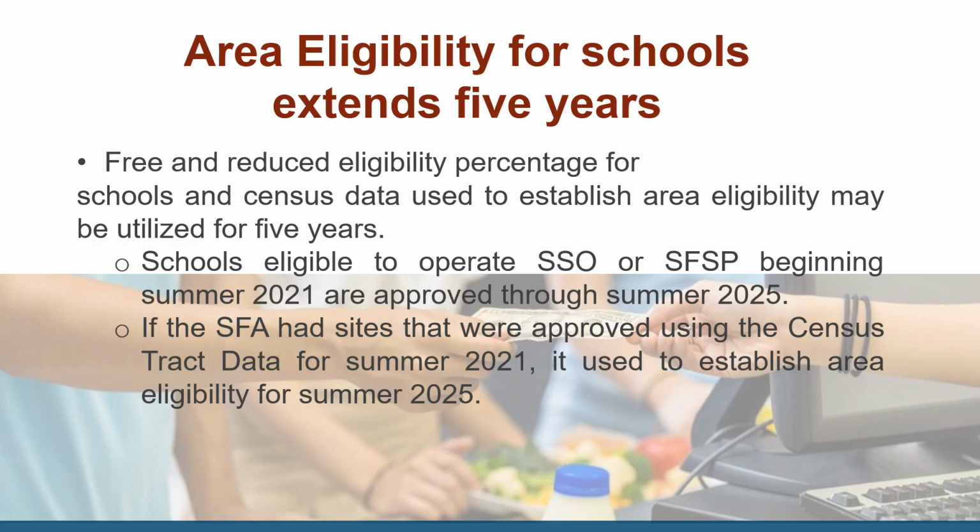Now, area eligibility for schools extends for 5 years. Free and reduced eligibility percentage for schools and census data used to establish area eligibility may be utilized for 5 years. Schools only are eligible to operate SSO. Schools may also operate SFSP beginning summer 2021 or approved through summer 2025. If the School Food Authority has sites that were approved using the census tract data for summer 2021, it used to establish area eligibility for summer 2025.